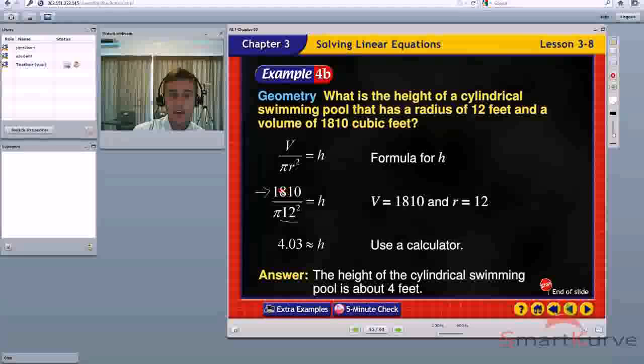So we have 1,810 divided by pi times 12 squared. Use a calculator. 12 squared is 144, times pi, 3.14, and 1,810 divided by that number. 4.03 is the height. The height of the cylindrical swimming pool is about 4 feet. First, we multiply this, and then we divide 1,810 by that number.